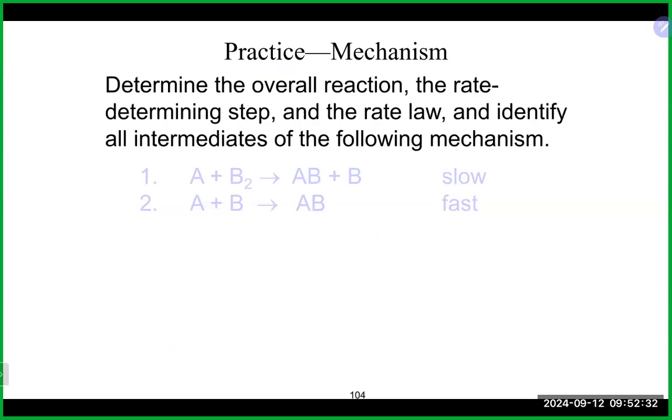All right, so one last one here. Why don't you give this a go? Determine the overall reaction. What's the rate determining step? What should be the rate law here and mechanisms?